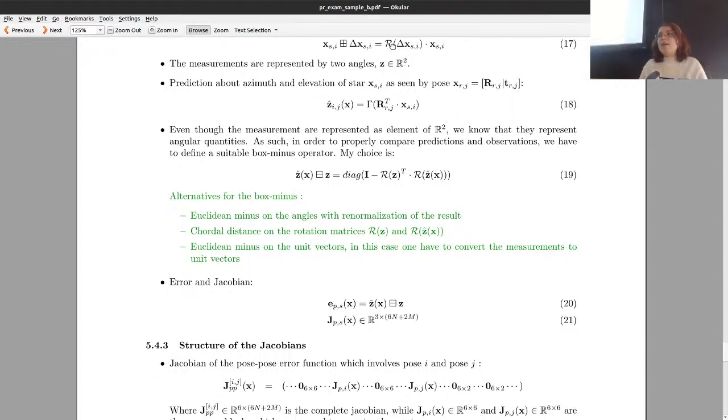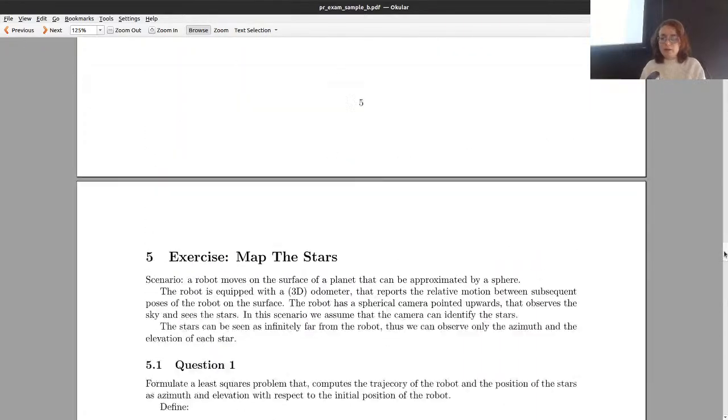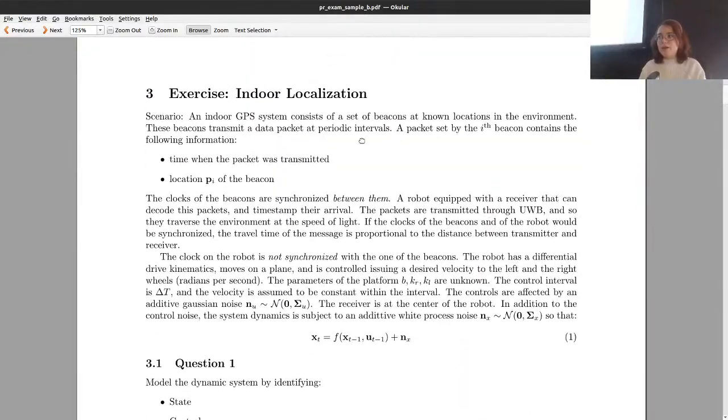Again, also in this exam sample, please have a look at home, because we do not have time, at the filtering exercise, which is indoor localization. In this exercise, you will have a specific case of a measurement function, which is given by the time needed to travel the distance between the beacon and the robot. So it has an interesting measurement function that you should see in preparation of the exam. Another characteristic is the time delay between the receiver and the transmitter, which again is an interesting exercise for you.